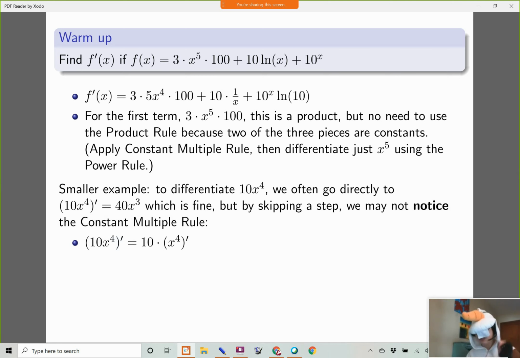So just to really do it one step at a time, the part going from here to here is showing the constant multiple rule at work, right? So the derivative of 10x to the fourth is 10 times the derivative of x to the fourth. That's the constant multiple rule.